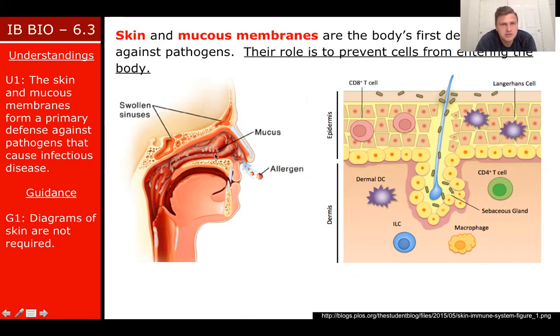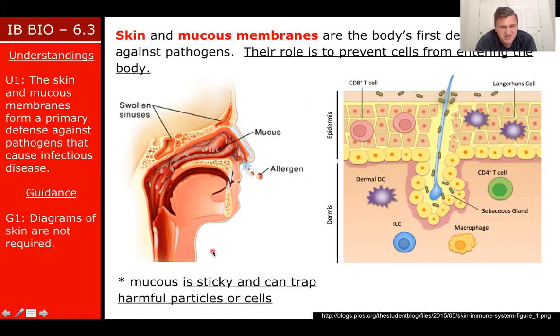So all that mucus is designed to prevent cells from entering the body, okay? The mucus is very sticky, and that's why it's able to trap a lot of harmful particles or cells. So that's the way it traps, is the stickiness of it, right? But it is a layer, and that's talking about all mucous membranes. The nasal one is just one example. Anything that has an opening in our body has technically a mucous membrane.